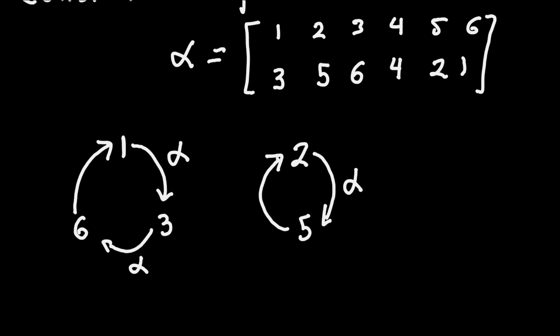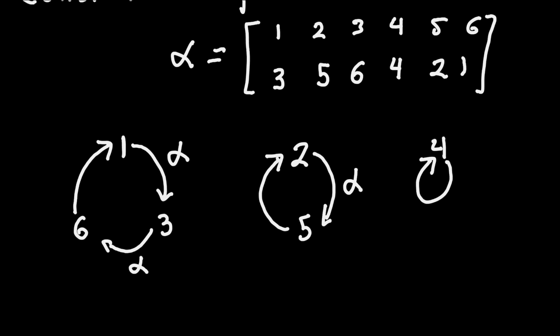So we already covered 1, 2, 3, and then we still have to do the 4. So let's do 4. Let's see 4 here. So what happens if you apply alpha to 4? So alpha of 4 is 4. So we're gonna indicate that with an arrow that is pointed to itself.